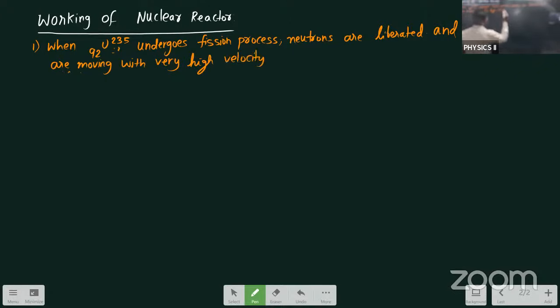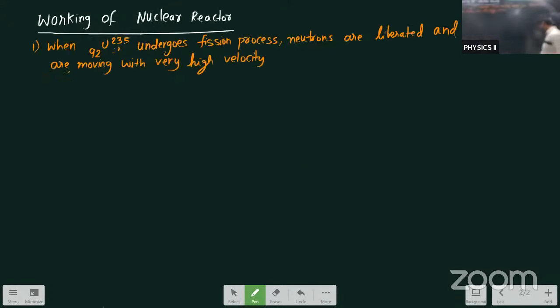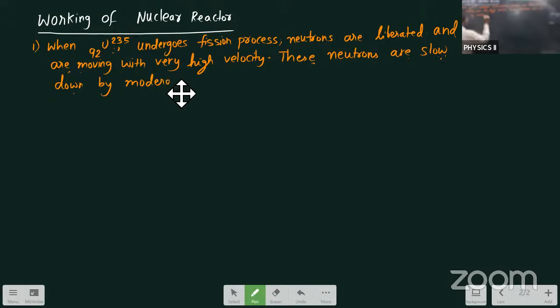So what we'll be doing next? What was the work of moderator? To slow down the fast moving neutron. So these neutrons are slowed down by moderator. Once the neutrons are slowed down, again further what will happen? They will become thermal neutrons, and this fission process goes on. Due to this fission process, a huge amount of energy is generated.